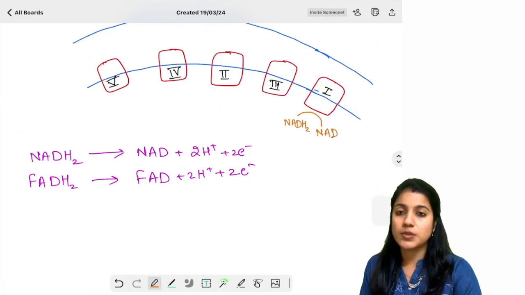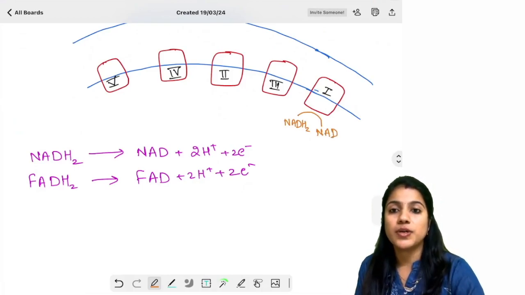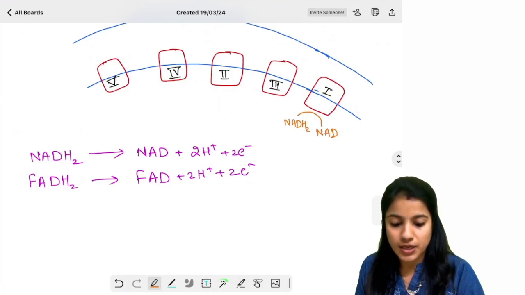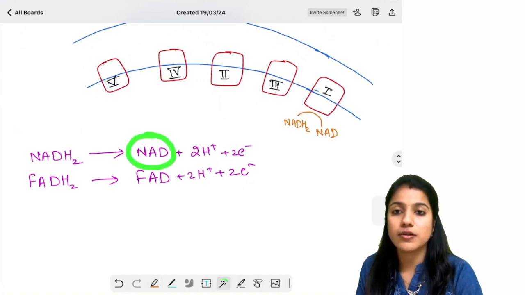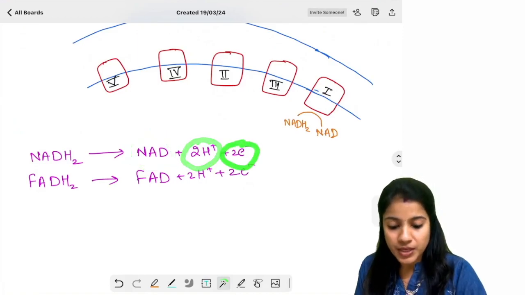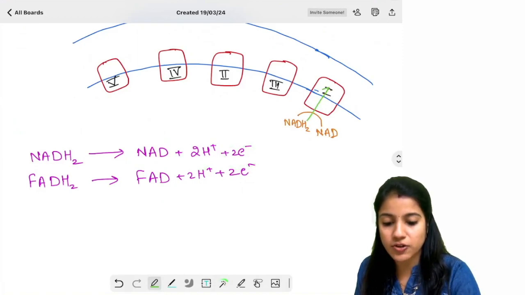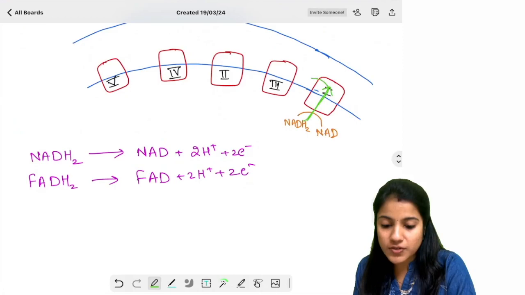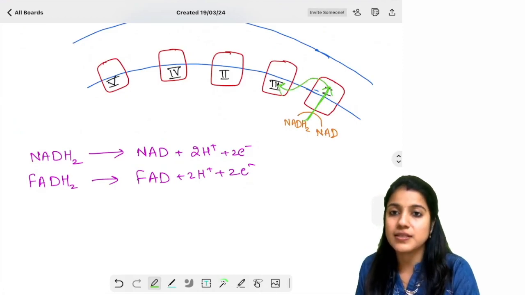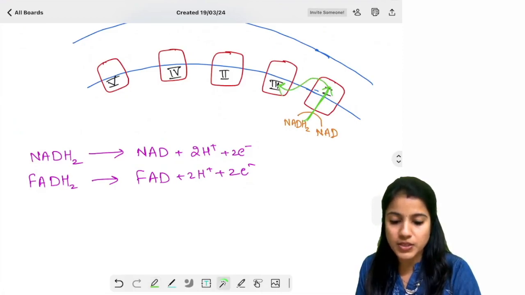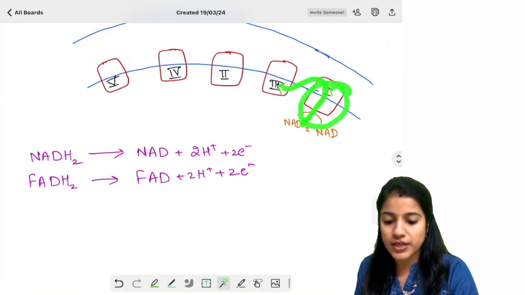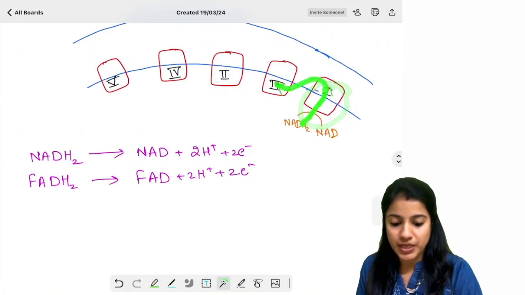That means during this process, reduced products are getting oxidized. Now as we know, NAD got released, so there is formation of 2 protons and 2 electrons, right? So what will happen? This system will transport the electrons from complex 1. From complex 1, these electrons are getting transported to complex 3.